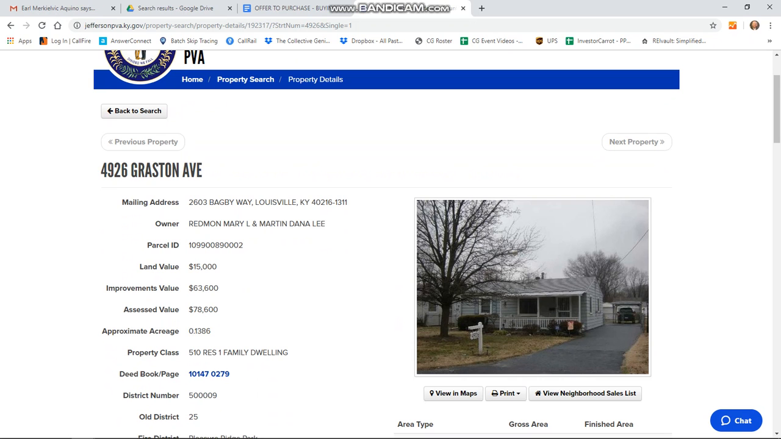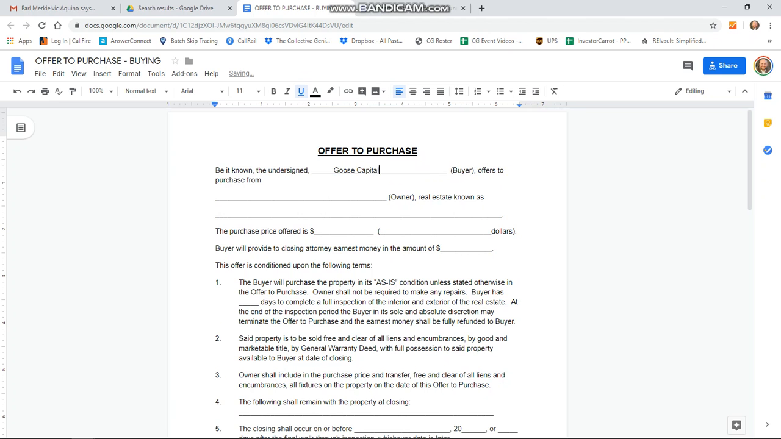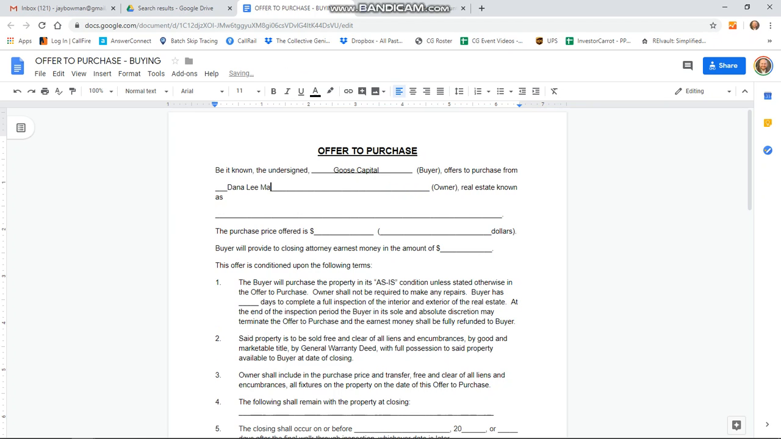Now in this instance, Mary Redmond has passed away, but Dana Lee Martin is the owner. And so you would go back here and you would type Dana Lee Martin. So we'll play this out here real quick. So this is Goose Capital. And then the seller is Dana Lee Martin.